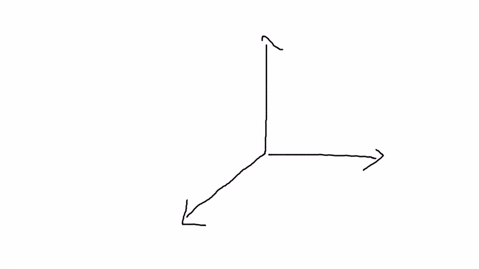So, this is the y-axis, this is the x-axis, and this is the z-axis. It's called right-handed because if you take your hand and curl your fingers from the x-axis to the y-axis, your thumb would be pointing in the positive z-direction. So, that's why it's called right-handed.